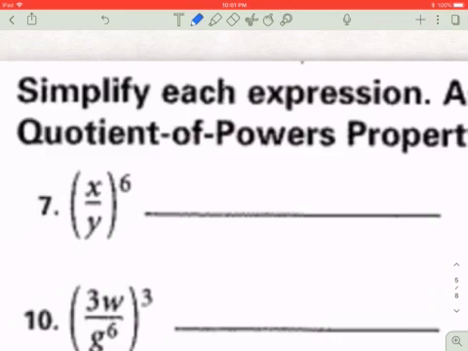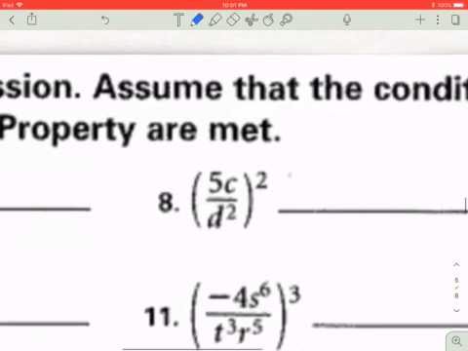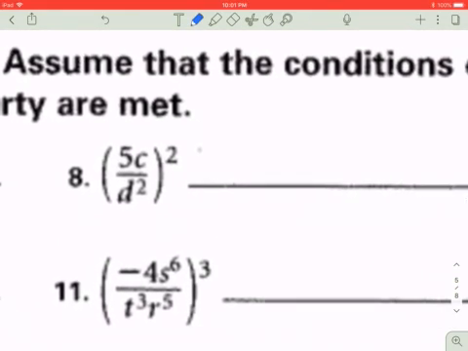So if I have xy to the 6th, remember I just distribute that exponent to everything. So that's x to the 6th, y to the 6th. That's it. On this one, a lot of kids on Monday's homework kind of forgot about this. I have to apply this exponent right here to everything in my problem. Everything.